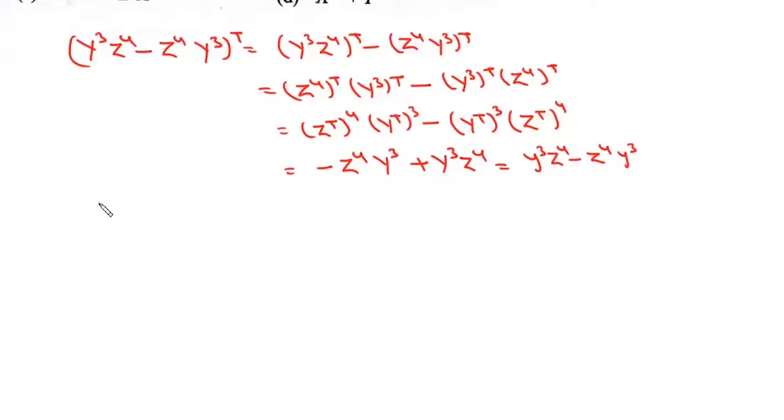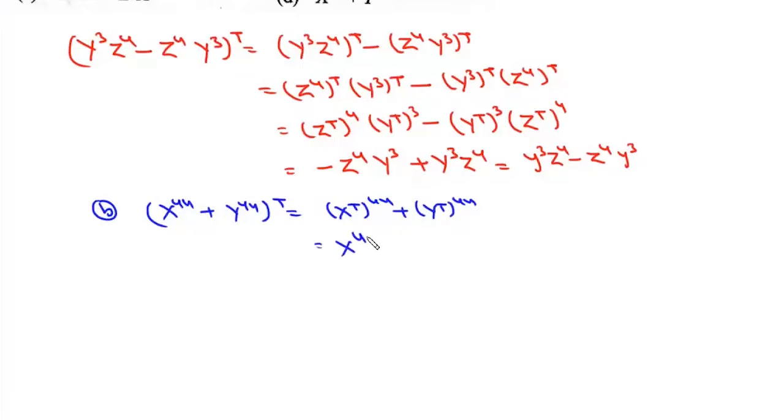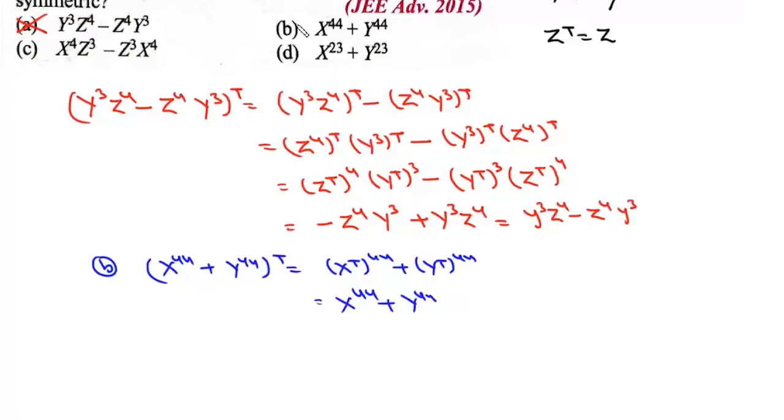Now if we look at this option B, which is x to the power 44 plus y to the power 44, its transpose will be x transpose to the power 44 plus y transpose to the power 44. Now x transpose is minus x, but we have even power. So it will be x to the power 44 plus y to the power 44. That means this matrix is also a symmetric matrix. That means this option B is also incorrect.